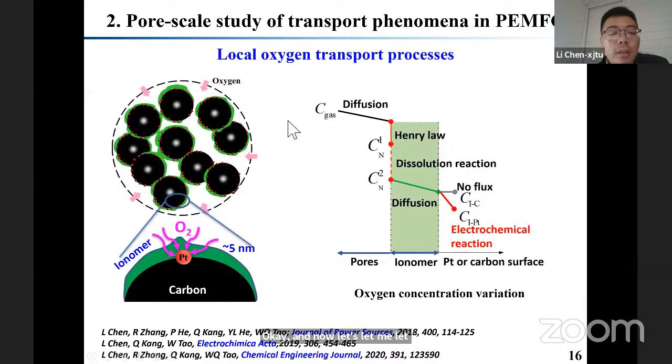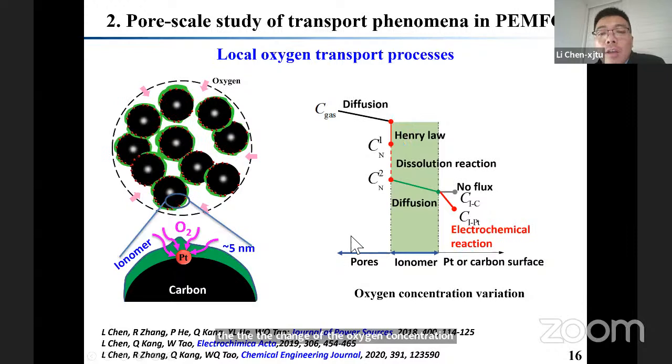Now let me explain in detail why the local transport process is very complex. So you can find that after arriving at the pore and ionomer interface, oxygen first needs to dissolve into the ionomer, and then diffuse inside the ionomer, and finally arrive at the Pt surface for electrochemical reaction. So you can find that actually across each interface, the change of the oxygen concentration is very complicated.